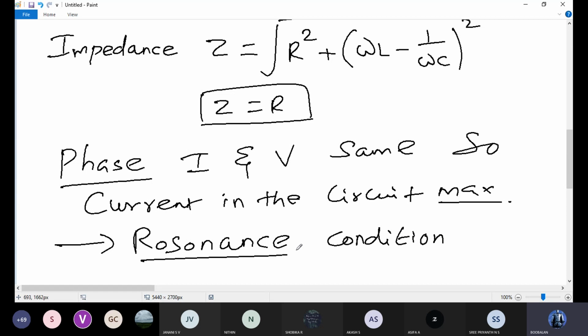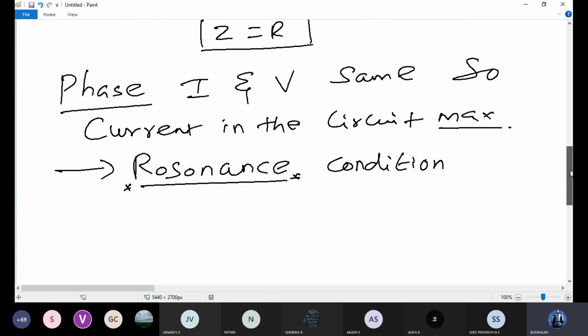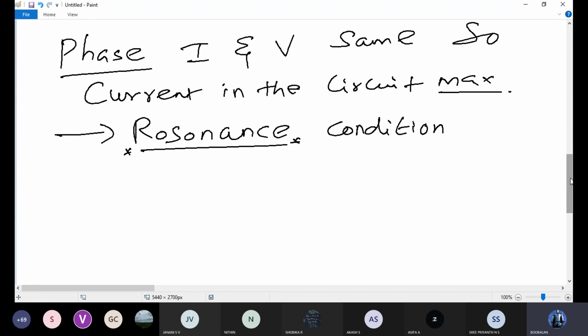So resonance. One of the famous NEET and JEE coaching centers in Kota, Rajasthan. Resonance. Please take notes.